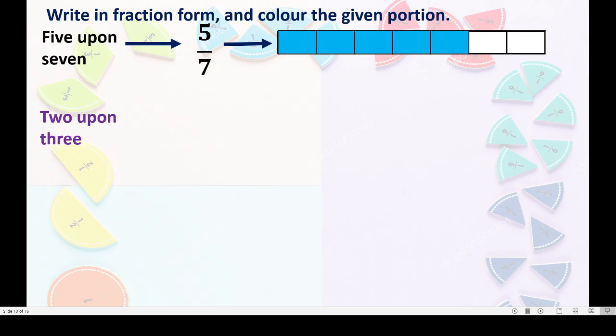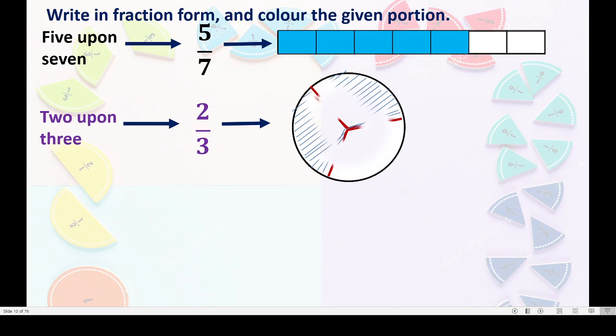Next one is 2 upon 3. We will write 2 in the numerator and 3 in the denominator. Right? Now, here we will draw the figure. See this. Correct? 2 parts are shaded out of 3 parts. The circle is divided into 3 parts. 2 parts are shaded.